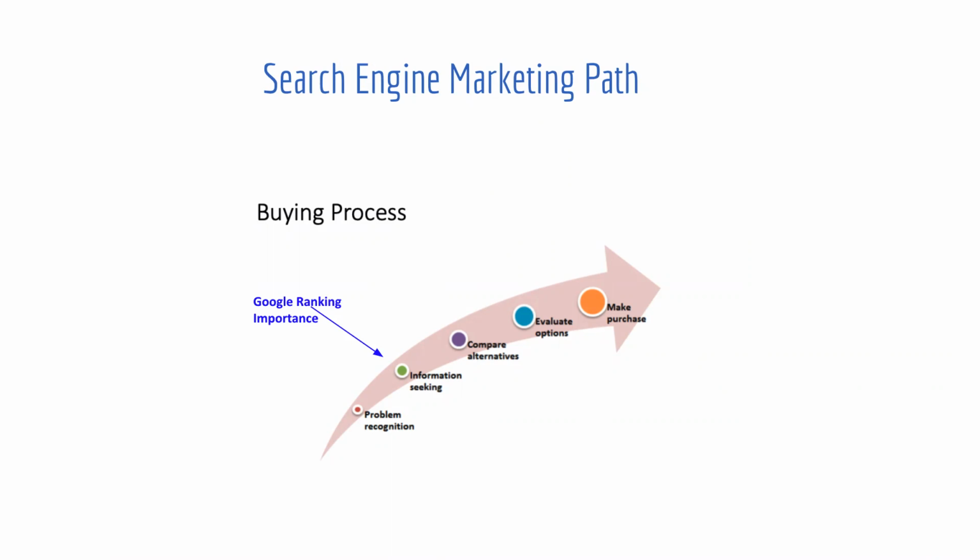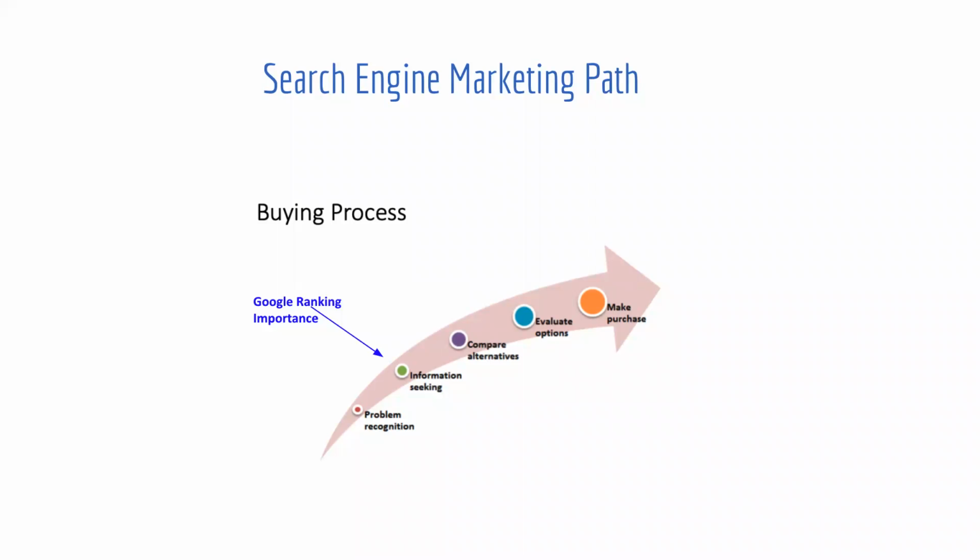Because it's sort of like, think of a plane taking off. If your audience members, your prospects are looking for a product like yours, first of all, on the bottom of the arrow, you've got problem recognition. Your potential customer has to understand that they have a problem to solve. They need a product like yours. Then the next point is information seeking.